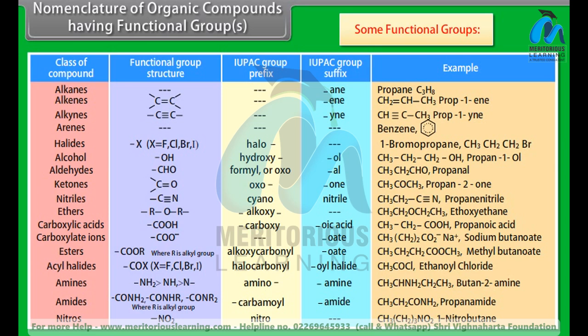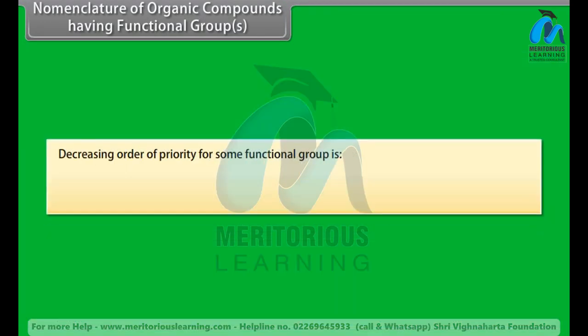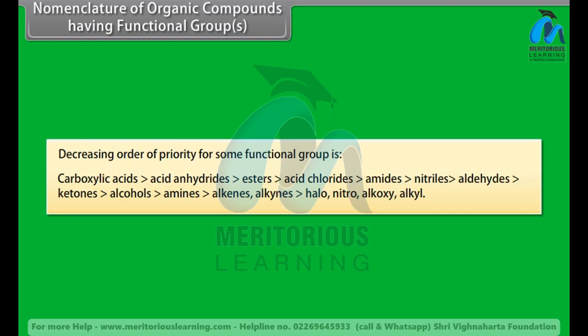Decreasing order of priority for some functional groups is carboxylic acids, acid anhydrides, esters, acid chlorides, amides, nitriles, aldehydes, ketones, alcohols, amines, alkenes, alkynes, halo, nitro, alkoxy, alkyl.